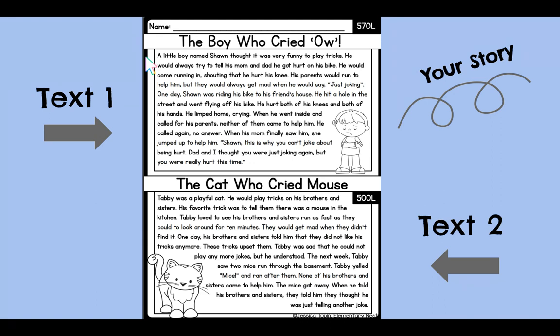One day, Sean was riding his bike to his friend's house. He hit a hole in the street and went flying off his bike. He hurt both of his knees and both of his hands. He limped home crying. When he went inside and called for his parents, neither of them came to help him. He called again. No answer.